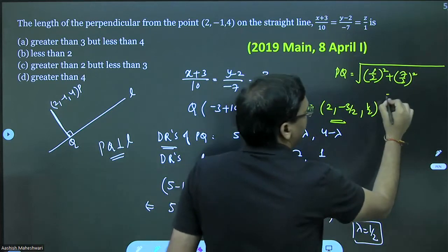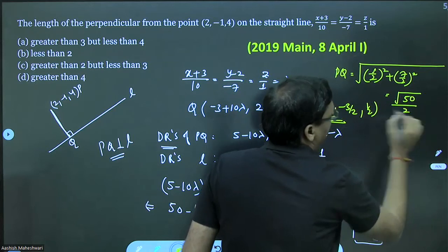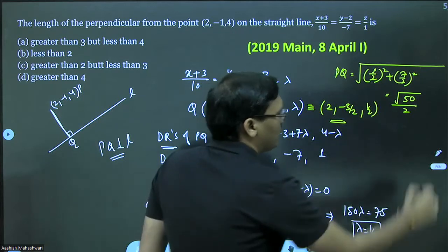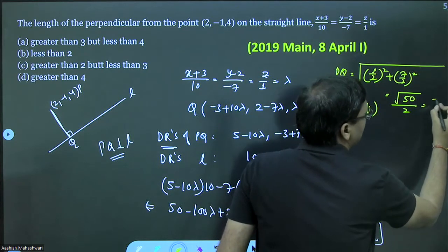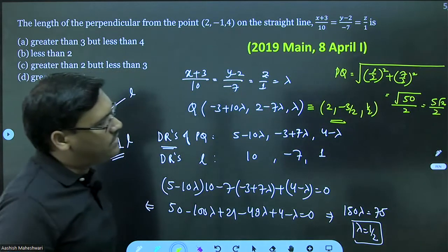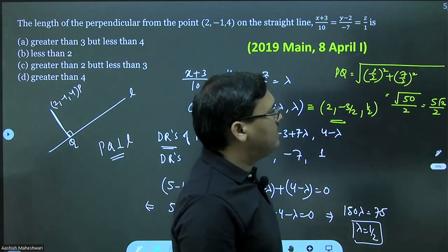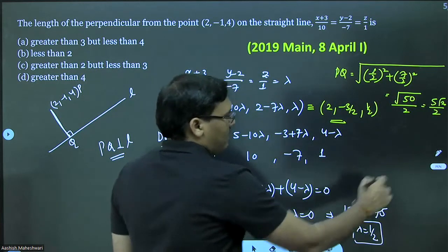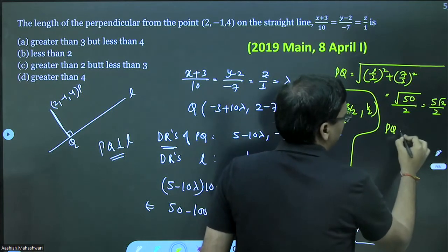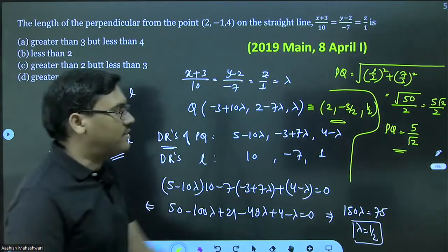So now you can clearly see what this value is. This is root 50 by 2, right? This is 49 plus 1, that is root 50, and by 2. What is root 50? I can write root 50 also. This is 5 root 2 by 2. I hope this is clear. So what is the distance PQ? You can say PQ is equal to 5 by root 2. So this is the answer, right?